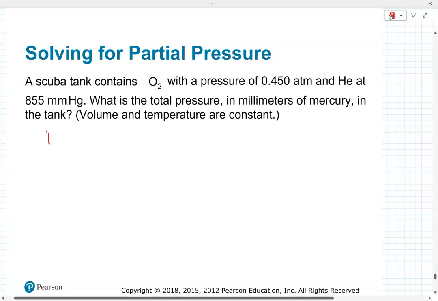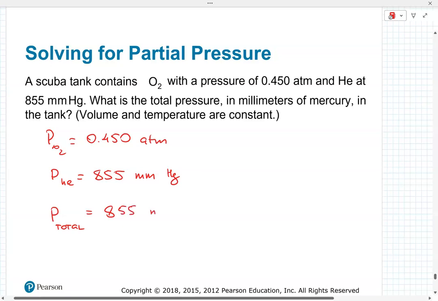Oxygen pressure is 0.450 atmospheres. Helium pressure is 855 millimeters. Right? Can you add those numbers together? Yeah. So basically you can say that the total pressure is 855 plus 0.450 atmospheres. I use a conversion factor here to just illustrate my train of thought. Whatever the number is. Okay?